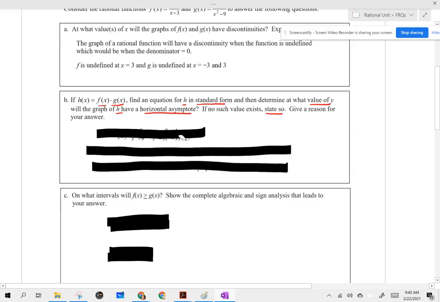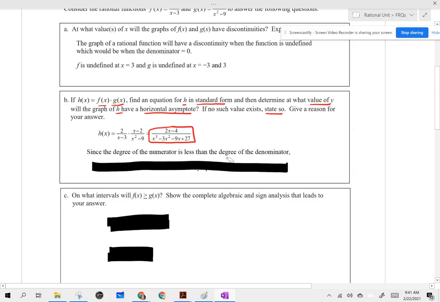Well, the first thing I need to do is multiply those two functions out, and then I end up getting h is this in standard form. And then if I take a look at the degrees, I can tell that the numerator is less than the denominator, which tells me that the horizontal asymptote is y equals 0.